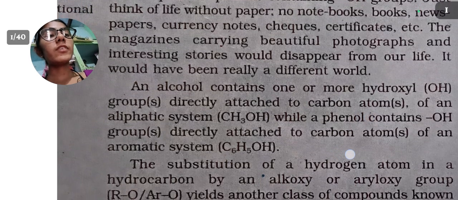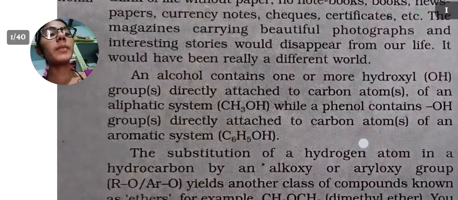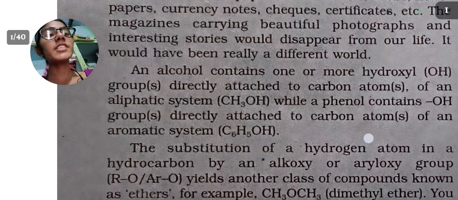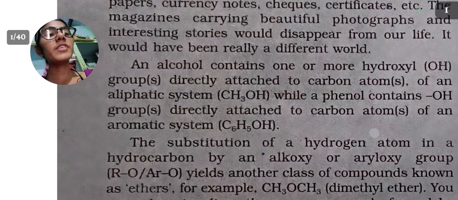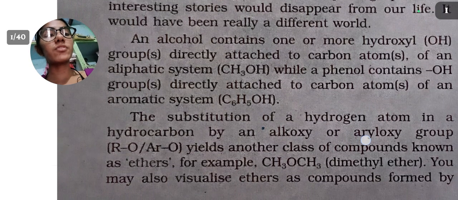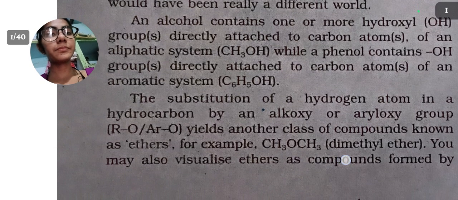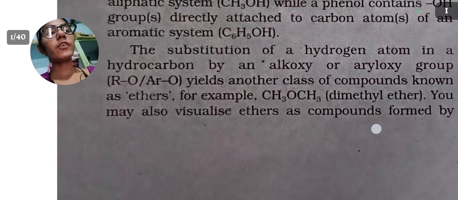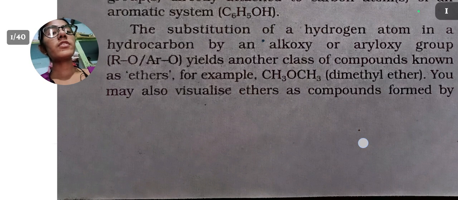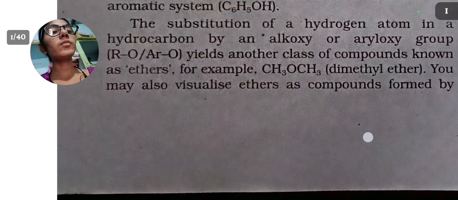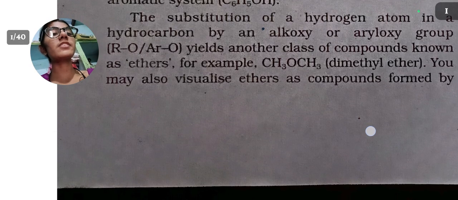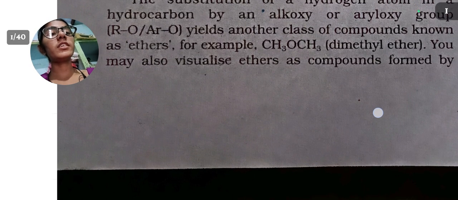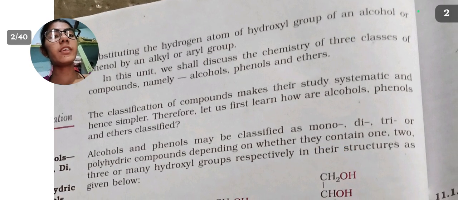An alcohol contains one or more hydroxyl groups directly attached to the carbon atoms of an aliphatic system, CH3OH, while a phenol contains OH groups directly attached to the carbon atom of an aromatic system, C6H5OH. The replacement of the hydrogen atom in a hydrocarbon by an alkoxy or aryloxy group yields another group of compounds known as ethers. For example, CH3OCH3. You may visualize ethers as compounds formed by substituting the hydrogen atom of the hydroxyl group of an alcohol or phenol by an alkyl or aryl group.